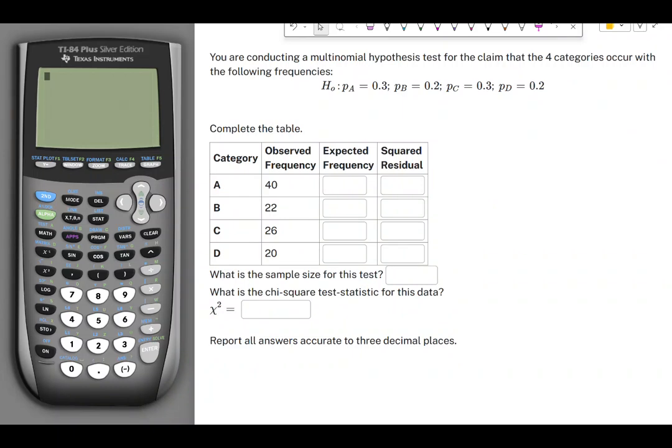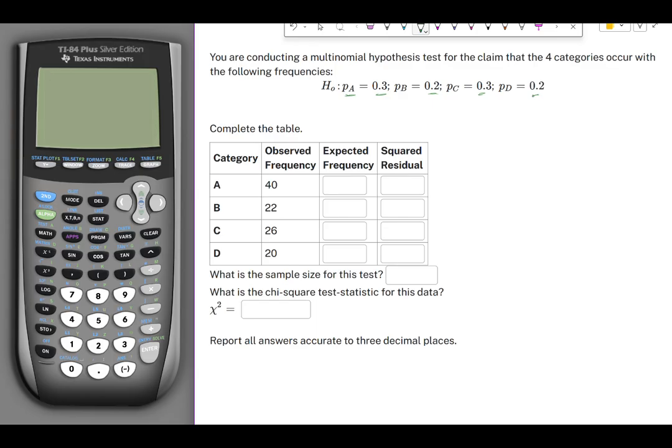Hello and welcome. In this video we are going to look at an example of conducting a goodness of fit test for a non-uniform distribution. So this example says you are conducting a multinomial hypothesis test for the claim that the four categories occur with the following frequencies. They give us that the first category, A, has a frequency of 0.3, the second category, B, has a frequency of 0.2, the third category, C, has a frequency of 0.3, and the fourth one is 0.2.